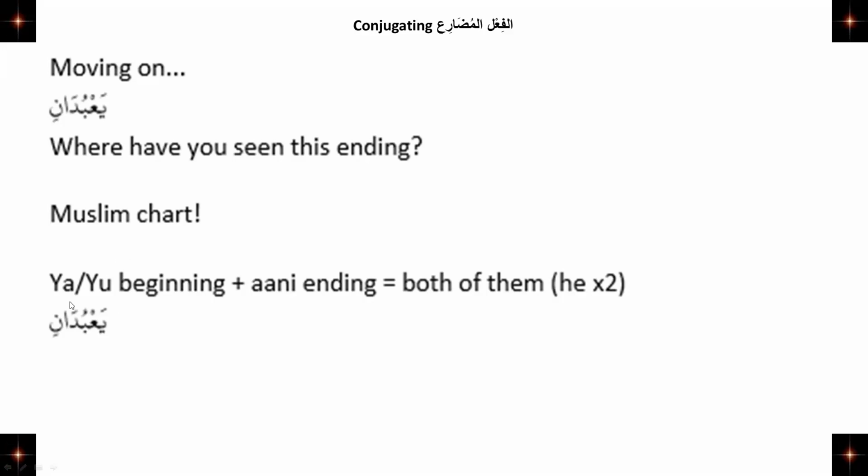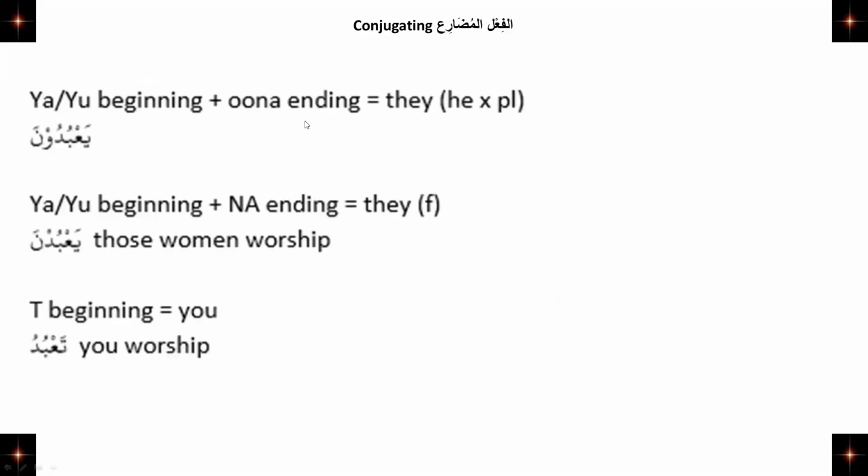Okay. Ya and yu at the beginning, you add ani to the end, so it becomes both of them. So ya and ani. So abada, ya'budani. So the ani and ya are signs of mudari. Ya and ani are signs of mudari.